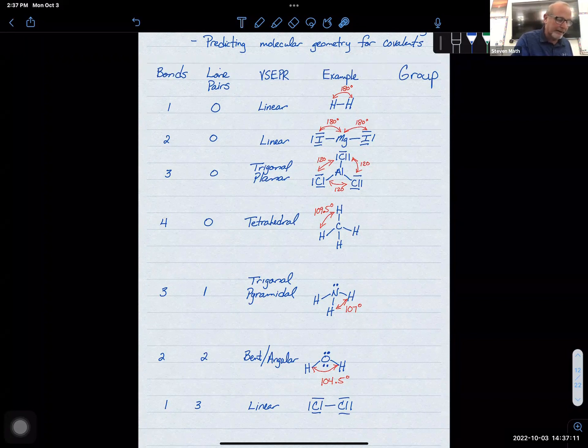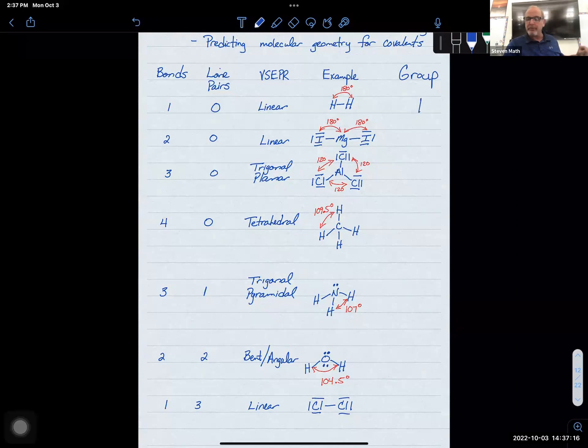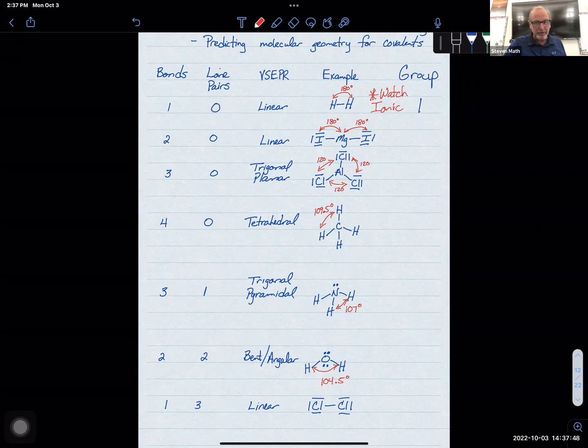So what makes 1 bond and no lone pairs? Something from group 1. Alkali metals. Now, we got to watch out for this one. This one's got to get a red asterisk. Because things in group 1, we want to say, watch out. They may be ionic. And they may be ionic because these have very low electronegativities. So a lot of the times, they won't form covalent bonds. But if they do, they're probably going to be linear.